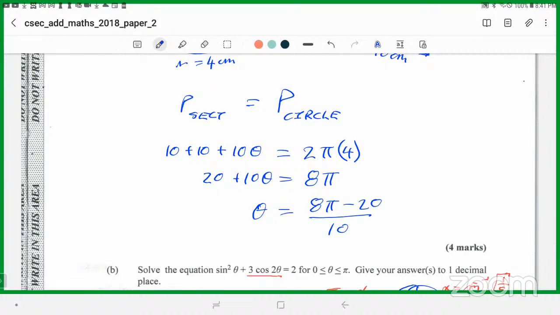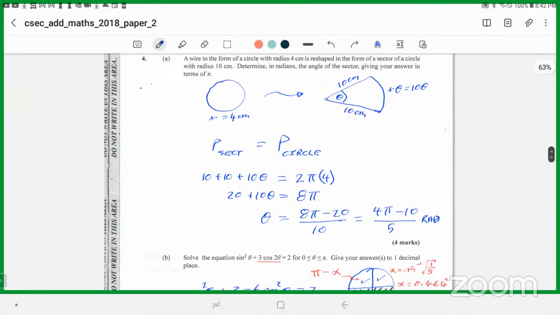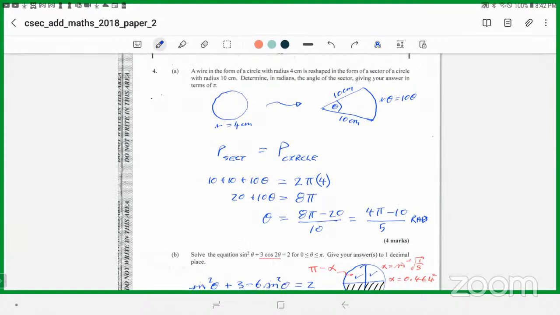The question says to leave it in terms of pi, but this can be divided through by 2. By 2, by 2, we get 4 pi minus 10 over 5. And that is in radians, our answer in terms of pi. Easy question. The length of wire remains the same. So the circumference of the circle that was there before is now equal to the perimeter of the sector, which is the 2 radii plus the arc.